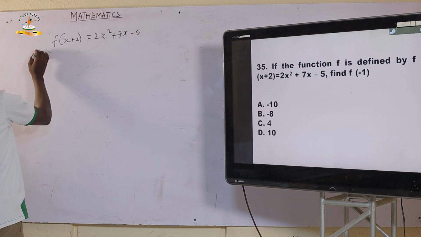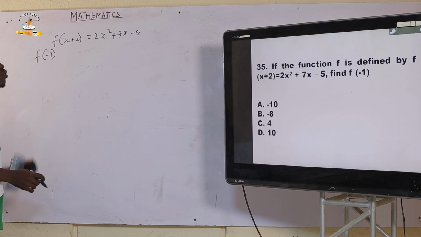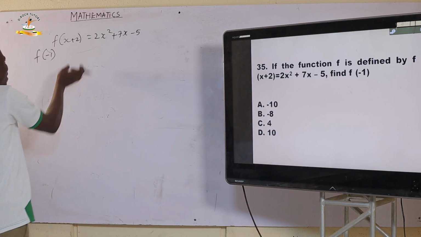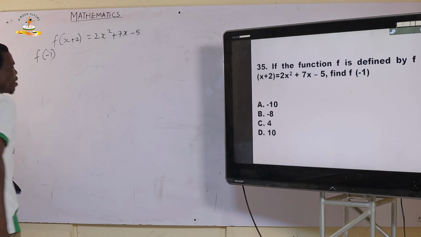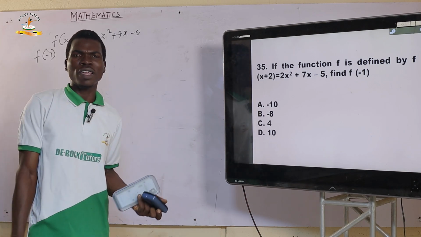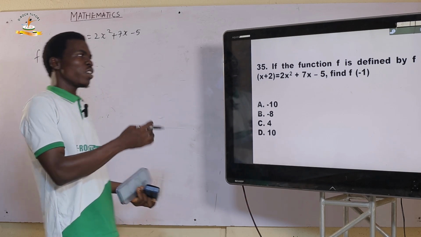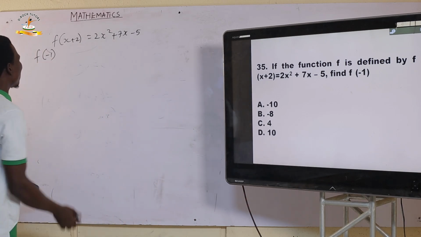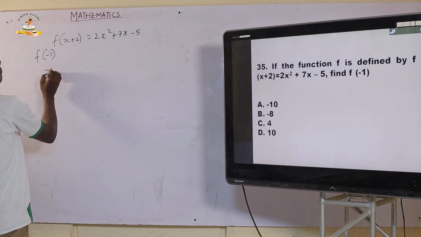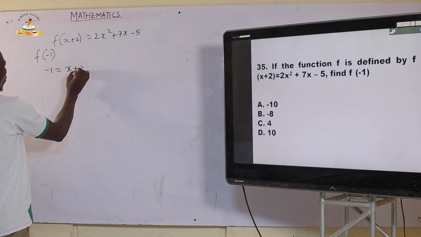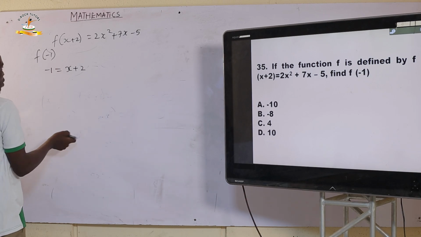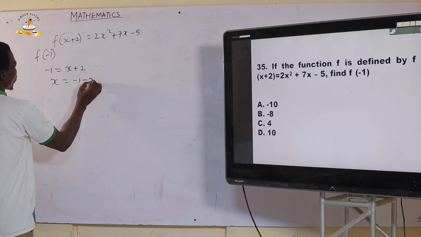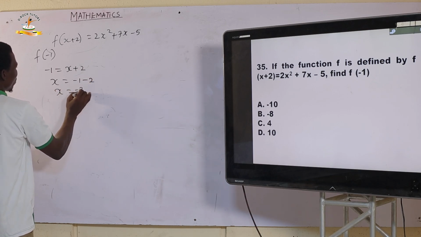Then we have to look for what? F of minus 1. If we look at this very carefully, we see that it's as if the whole of this bracket has become minus 1. I repeat, it's as if the whole of this initial bracket of the function has turned to minus 1. Then to make it easy, minus 1 is going to be equal to x plus 2. We look for the value of x for which that happens, and that is x equals minus 1 minus 2. And this is x equals minus 3.